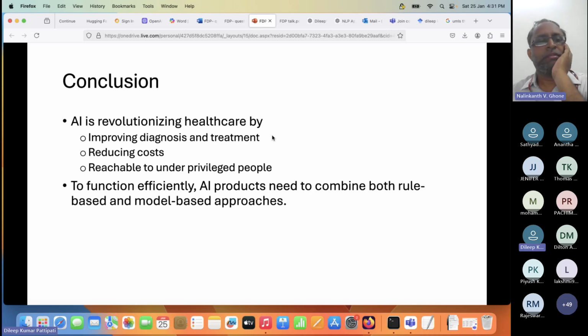Okay. No. Okay. So AI is revolutionizing healthcare. It is an ongoing effort. We have seen examples of how it improves diagnosis and treatment, and how costs have reduced. Even to underprivileged people, AI has helped to reach healthcare. Also, AI products need to combine both rule-based systems and model-based systems, because healthcare is a very sensitive domain, and you cannot just rely on model responses. So you need to have appropriate rule-based systems in place.